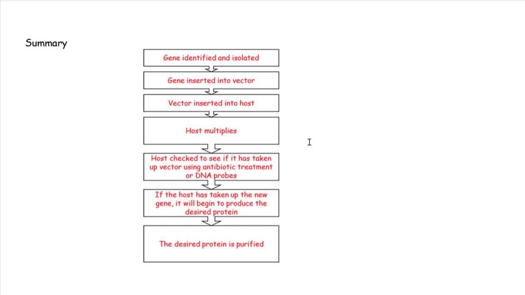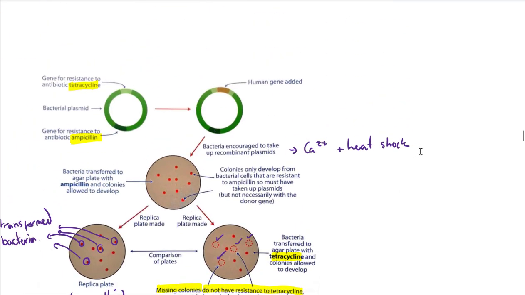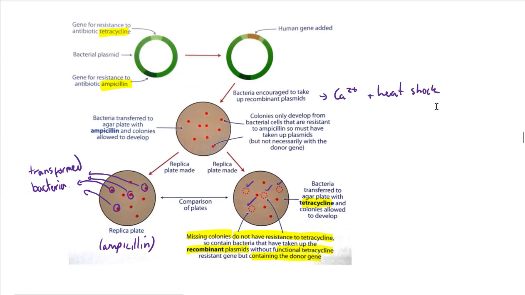Now, the last wee step then, the desired protein needs to be extracted, purified, and packaged. But that's basically all of recombinant DNA and bacteria.